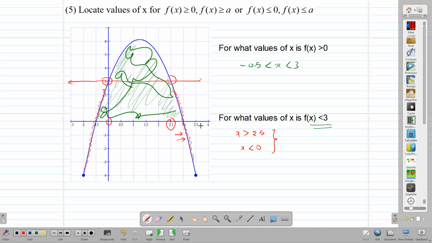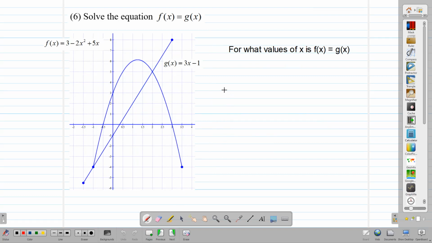Put a line through 3. This line would be y equals 3. And you look at it and you see what x values produce values on the graph that are less than 3, and you just write those down, and those become your solutions. Finally, we're going to look at how to solve two functions on the graph.